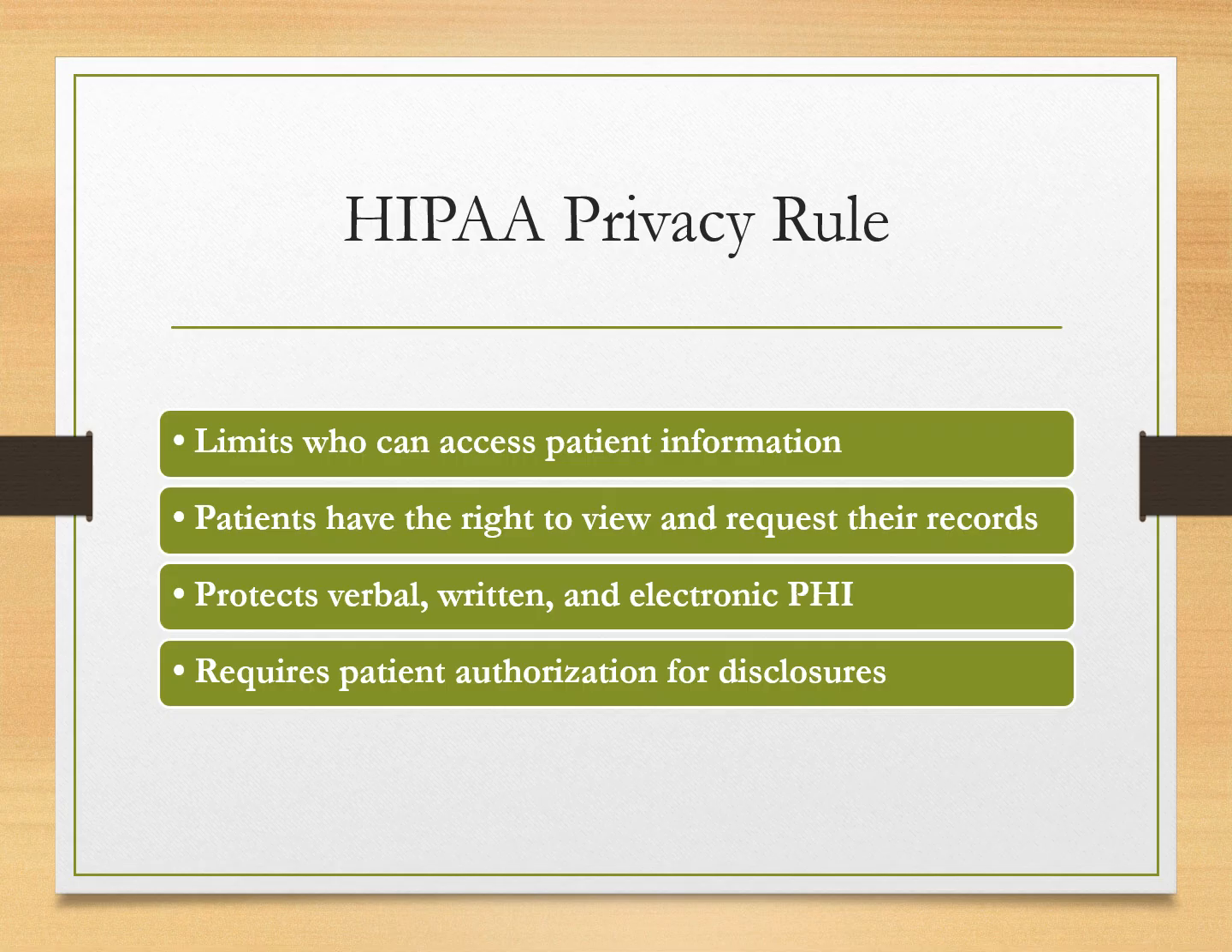The HIPAA privacy rule establishes who may access or share patient health information. Patients have the right to access and request copies of their medical records. PHI, or patient health information, includes all forms of identifiable information, whether written, spoken, or digital. Releasing information requires proper consent or authorization.